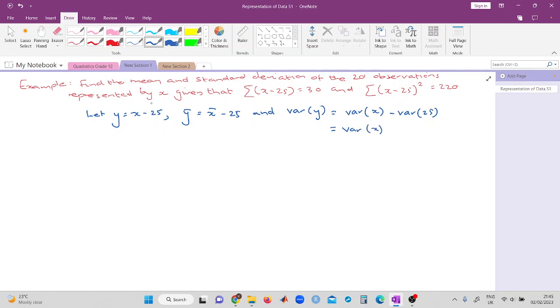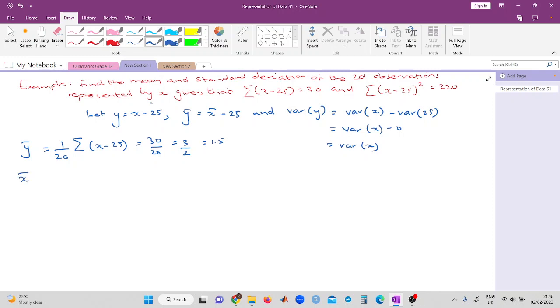Okay, the variance of a constant is 0. C'est limite 0 equals to the variance of x. Voilà, c'est l'affaire qui est capable de dire. Therefore, how do I calculate y bar? It will be equal to 1 over 20 summation of x minus 25 equals to 30 over 20 égale à 3 sur 2, ou bien 1.5, ce qui se tombe. This is the first one.